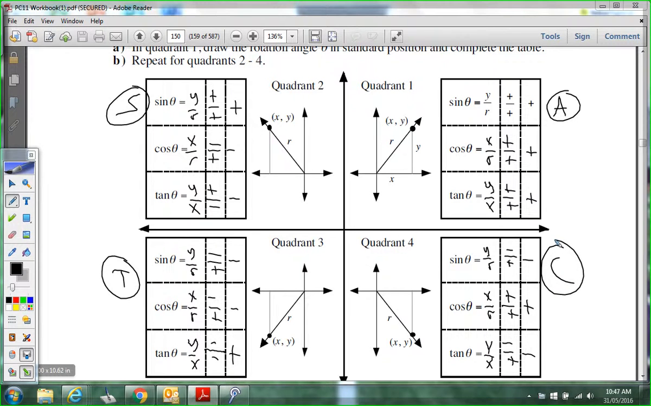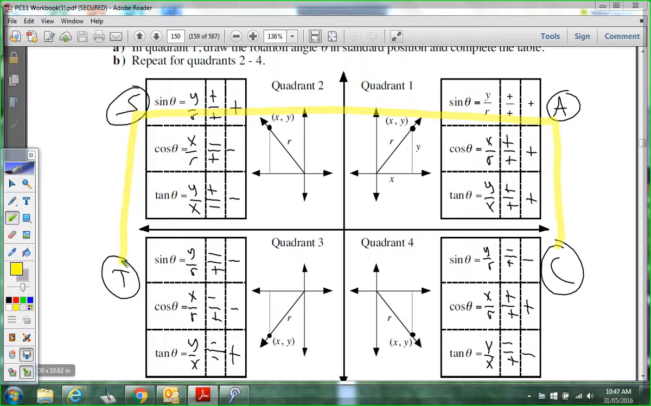What we've just done, and you'll see on the next page, is we developed the CAST rule. CAST, C-A-S-T. What those letters represent is which trig ratio is positive. So C, cosine's positive. Everything else is negative. A, all. S, sine. T, tangent. Okay, you just developed the CAST rule.